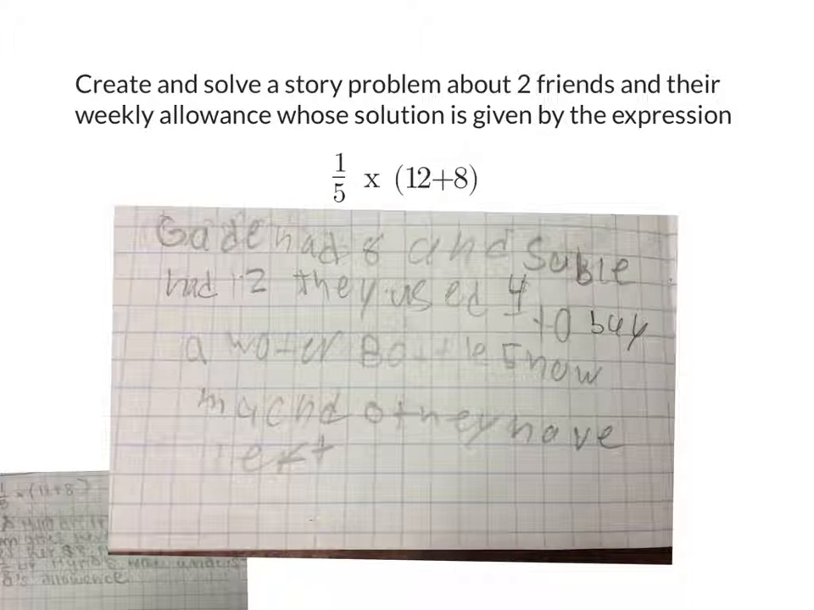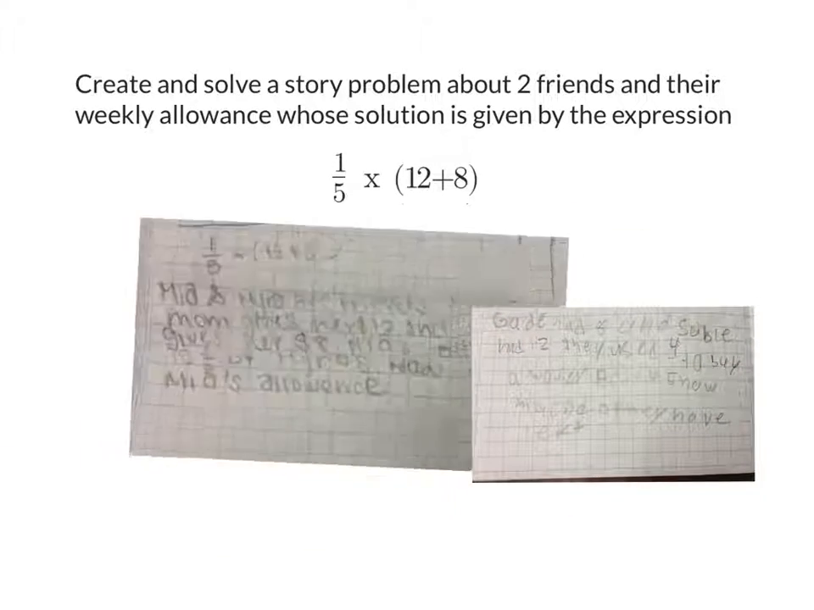So what fraction do they have left? They have 1/5 of their total, right? So it's 1/5 of the sum of 12 plus 8. Do you agree? Okay. Here's another one.